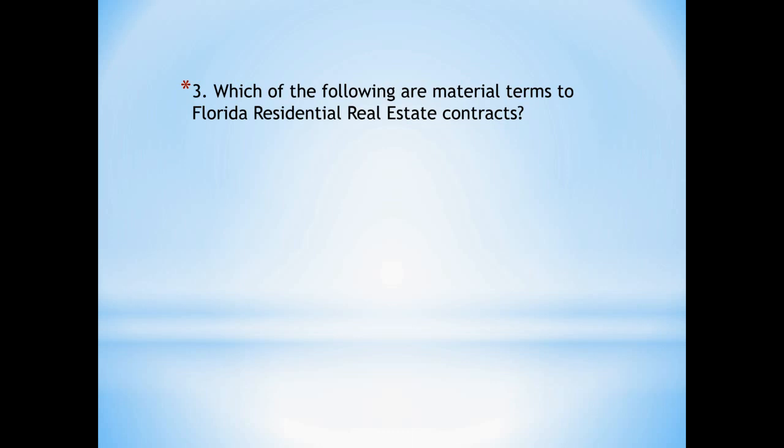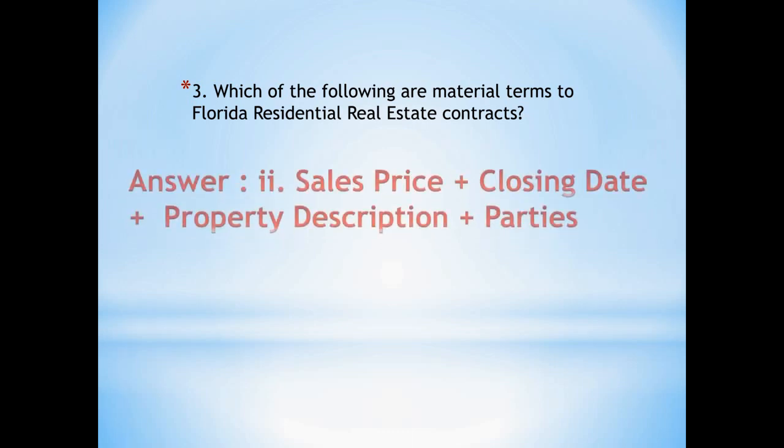Which of the following are material terms to Florida real estate contracts? Number 1, the sales price, the escrow money deposit, the closing date, and legal description. Or number 2, sales price, closing date, property description, and the parties. Or number 3, the sales price, escrow money deposit, closing date, legal description, and the parties. Or number 4, none of the above. Which one do you think?